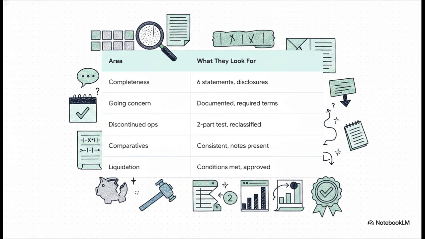For completeness, they want to see all 6 statements and check that the notes hit all required disclosures. For going concern, they're looking for a formal documented assessment using the exact required terminology. They aren't going to just take your word on discontinued operations either. They want to see that 2-part test fully documented, prior periods properly reclassified, and the correct held-for-sale presentation on the balance sheet. They'll also rigorously check your comparative periods for consistent structure, and if you use the liquidation basis, they'll verify that the strict trigger conditions were met and formally approved.